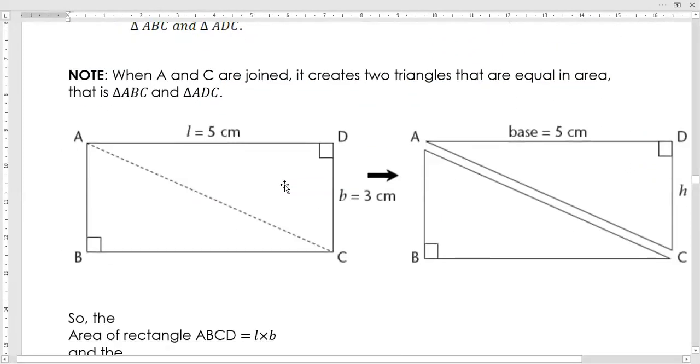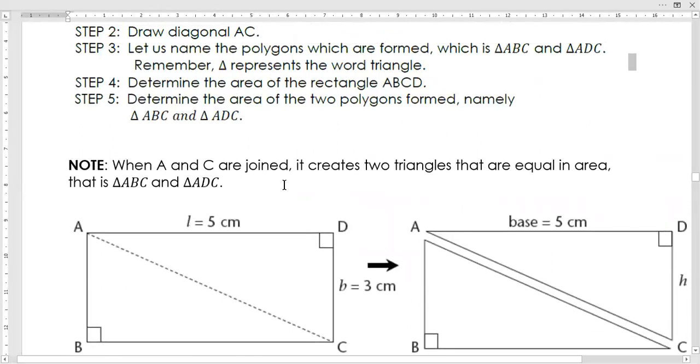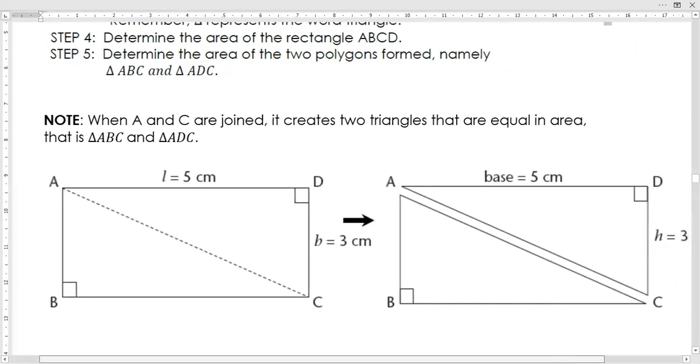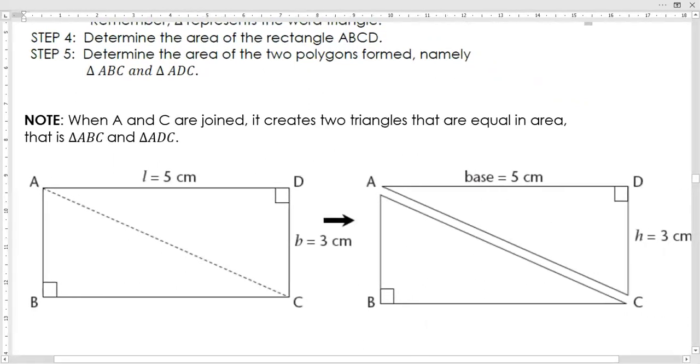Then from there, we are going to determine the area of the rectangle ABCD. Okay, so what is the area of ABCD? What's the area of a rectangle? Length times breadth. But now what we've done is we've actually split them up into triangles. So we've halved the rectangle. So in order to halve the rectangle, we've now got half of the area, which is length times breadth.